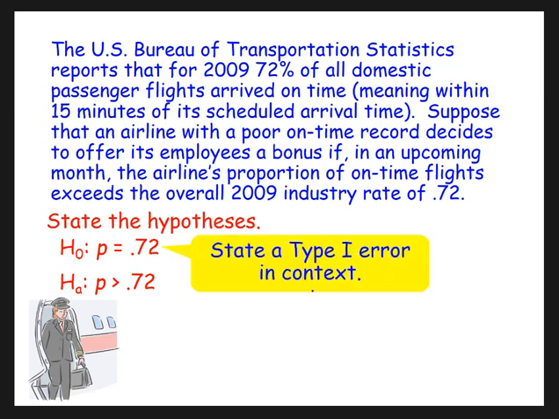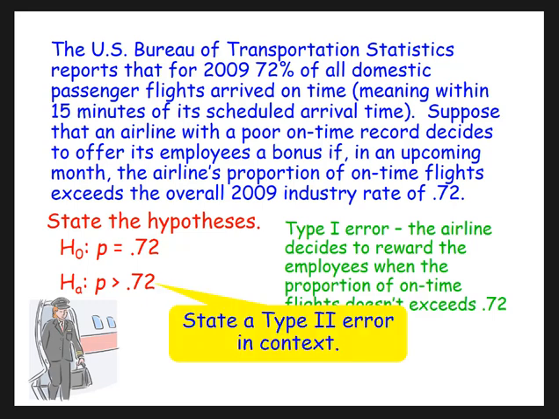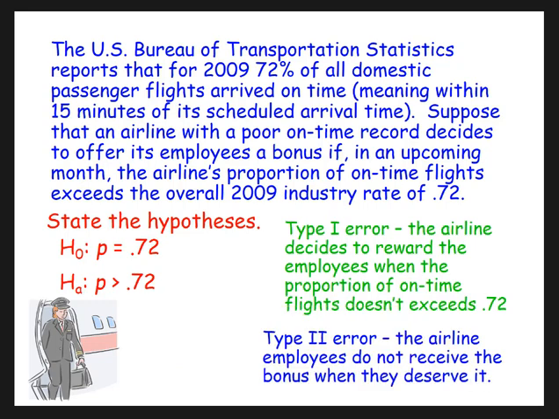So a type 1 error would be rejecting that, saying that the proportion is better than 72% when it really isn't. A type 2 error would be failing to reject it, even though the proportion is better than 72% or 0.72. So the employees didn't get the bonus, even though they had earned it.